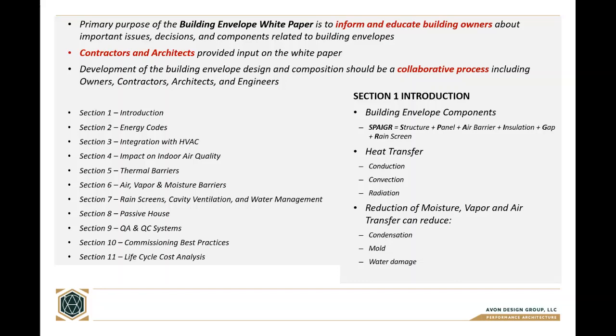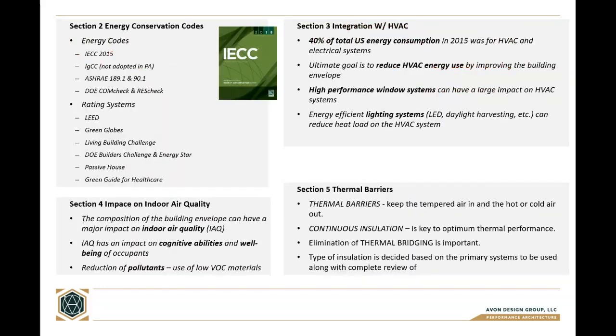It's broken down into 11 sections, and the first section talks about building envelope components: structure, panel, air barrier, insulation, gap, and rain screen. It also talks about how heat transfers through the building envelope and how we can reduce moisture, vapor, and air transfer to eliminate condensation, mold, and the potential for water damage.